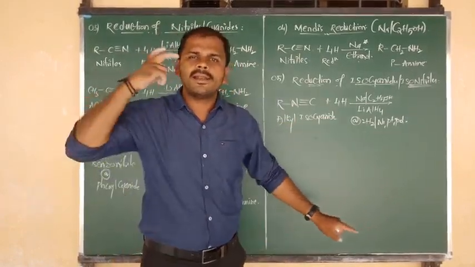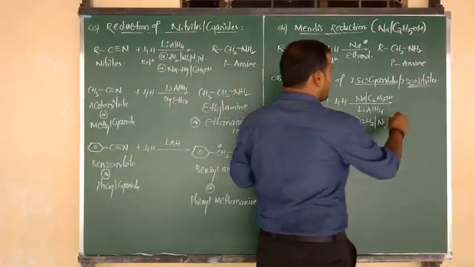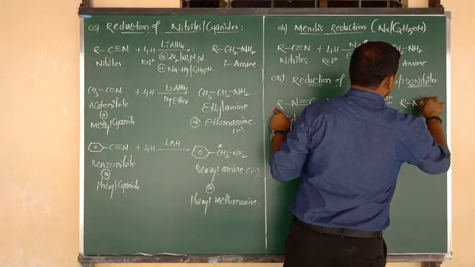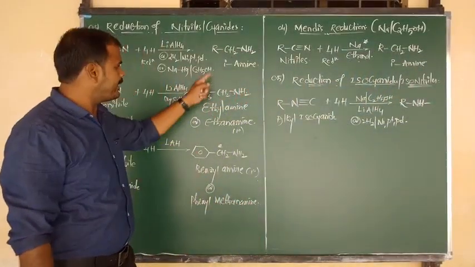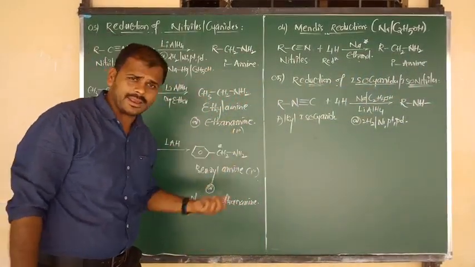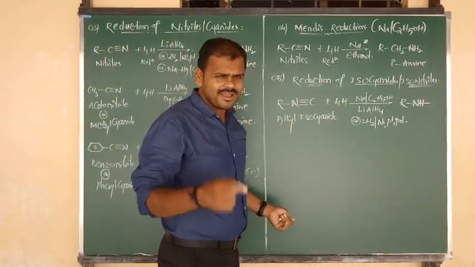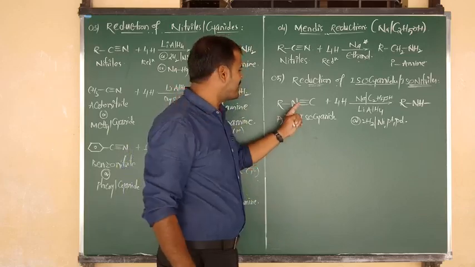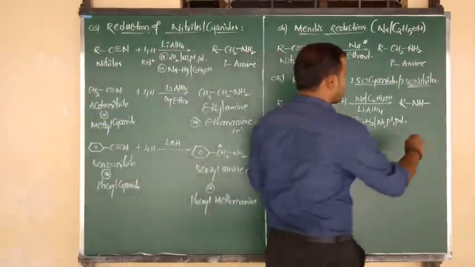This is the underlined word. Okay, good. So how to get secondary amine? Secondary amine means they contain an NH group, primary contains NH2, secondary contains NH. In total we are providing the same 4 hydrogen atoms here also. Out of 4, only 1 H atom is given to the N, converted into NH. The remaining 3 H atoms are given to the C.